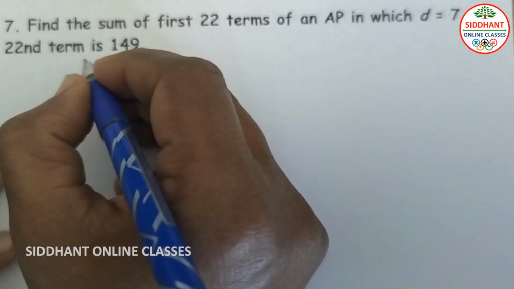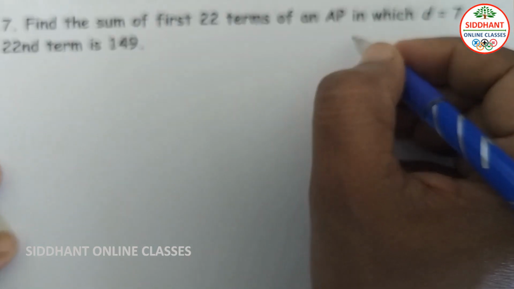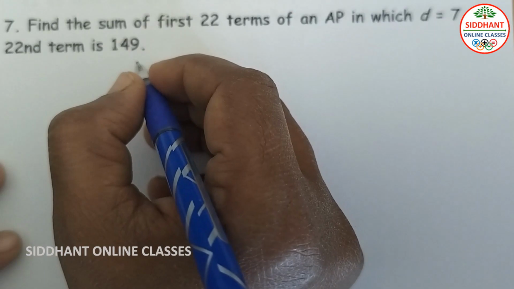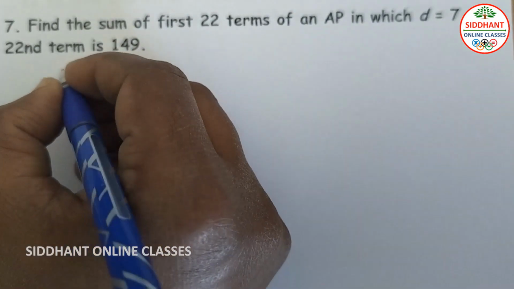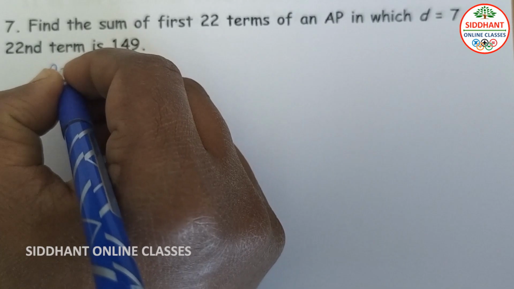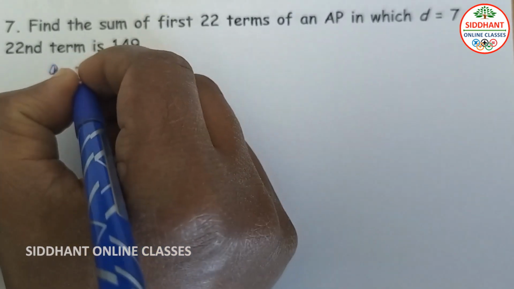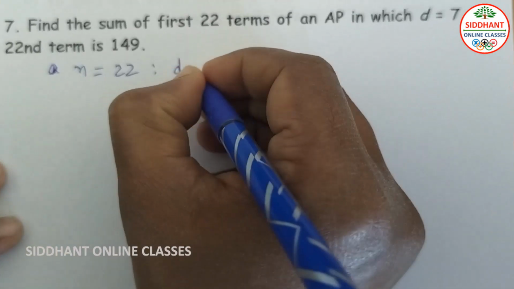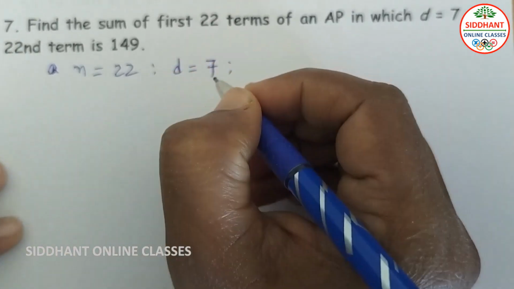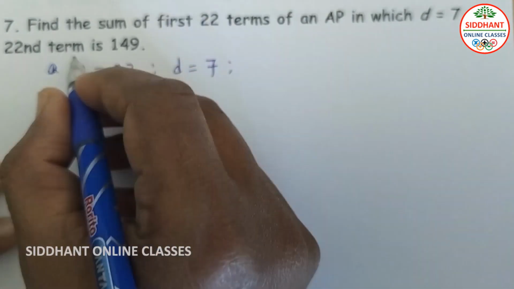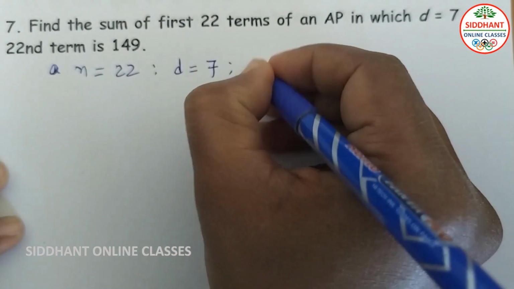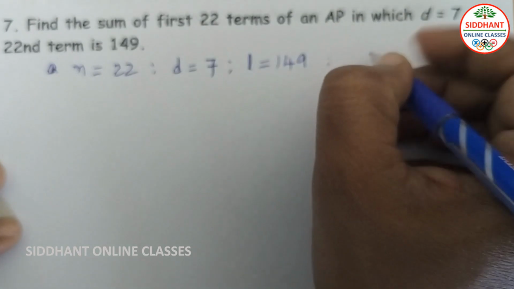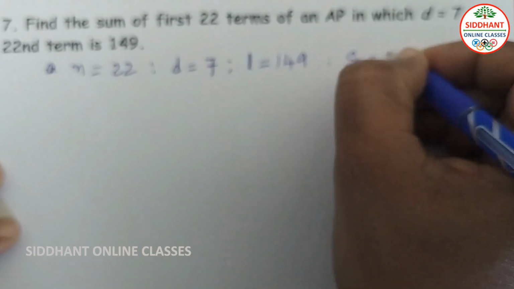Question number 7. Find the sum of first 22 terms of an arithmetic progression in which d is 7 and 22nd term is 149. So here data given, which is 22 terms, that is n equal to 22, and d is given, which is 7, and 22nd term is 149, that means l equal to 149, and we are going to find out the sum here.